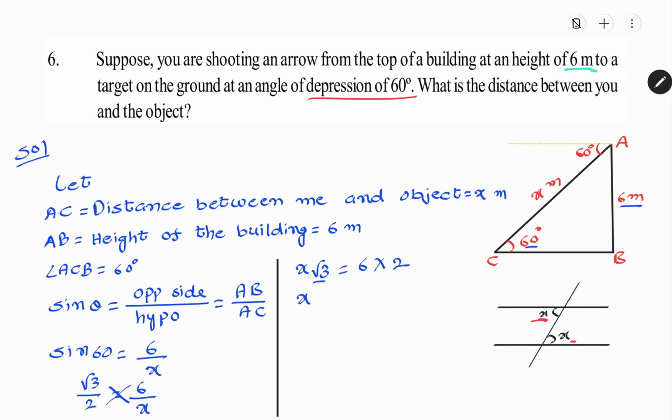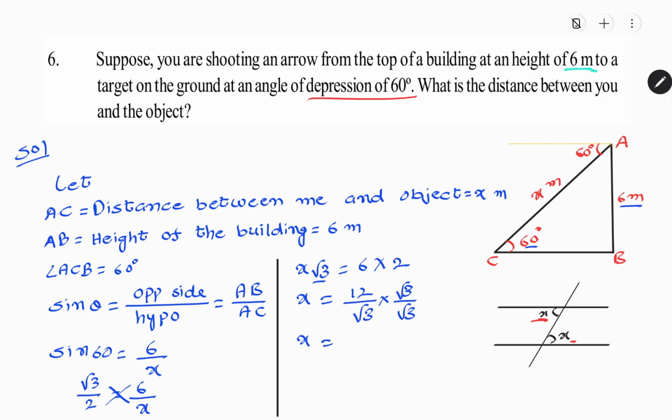This root 3 we transpose from LHS to RHS. Here root 3 is multiplying x. If we transpose, then it will divide the RHS. 6 into 2 is 12 by root 3. In the denominator a root 3 value is there. The root 3 is an irrational number, so we rationalize the root 3. Multiply root 3 and divide root 3, here root 3 by root 3.